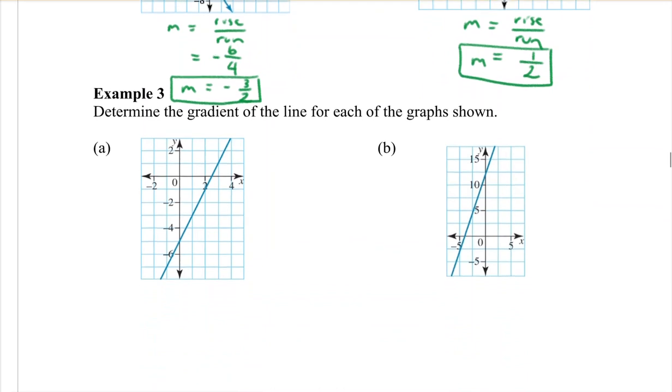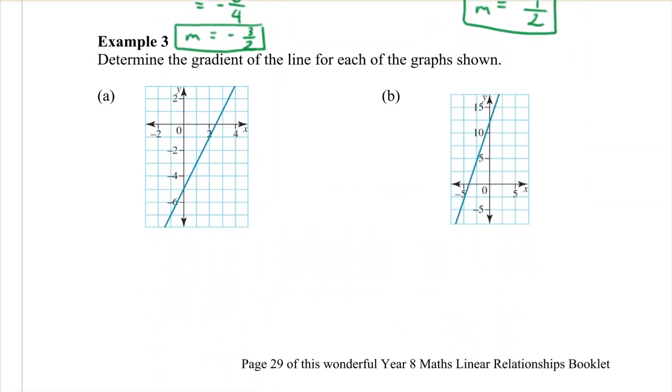Just more and more of the same. Question 3, let's do it again. Determine the gradient of each line for each of the following graphs. We do have to be a little bit careful here because not all the numbers are shown. You do need to be careful about scale. Sometimes it'll try to be tricky if they go up by 2s, which is going to mess up your counting for your rise and your run.